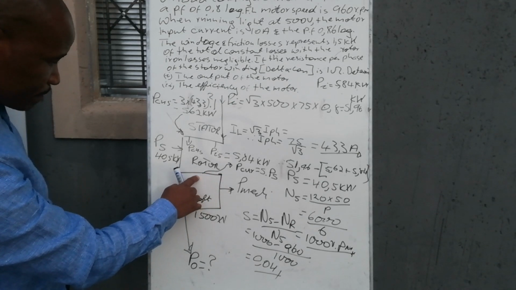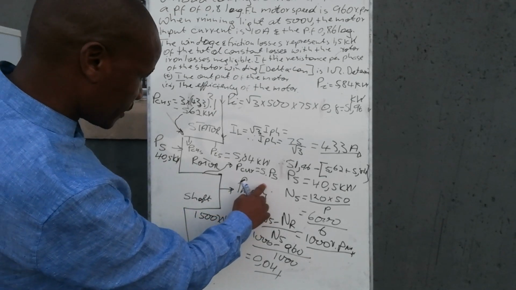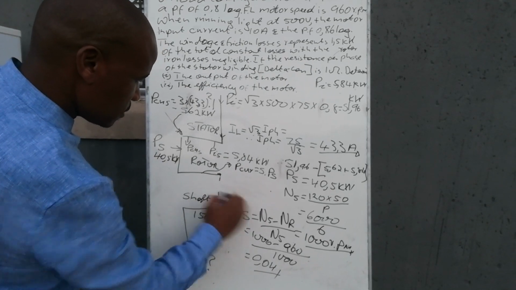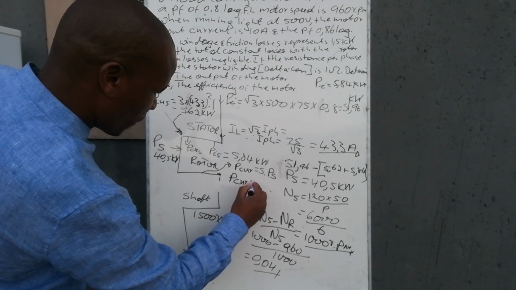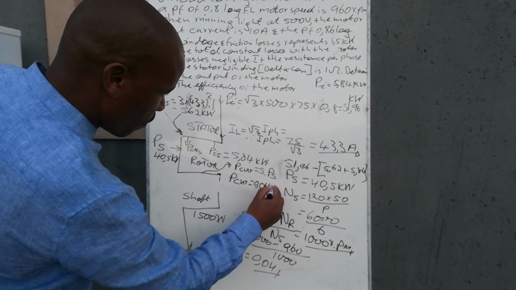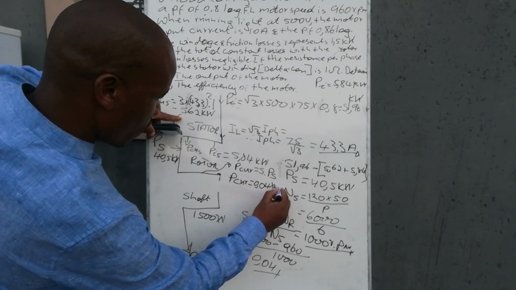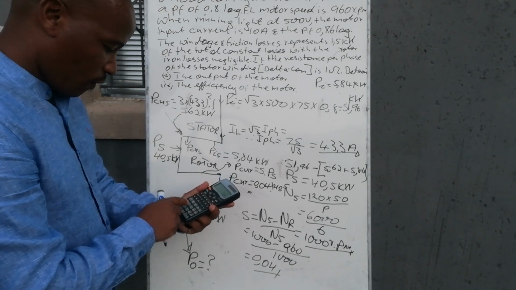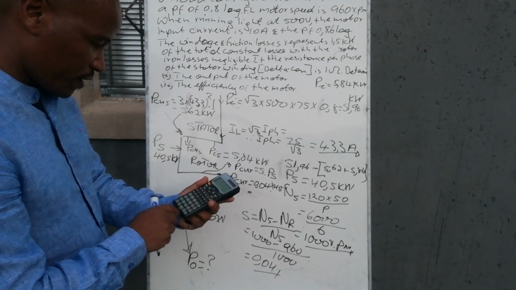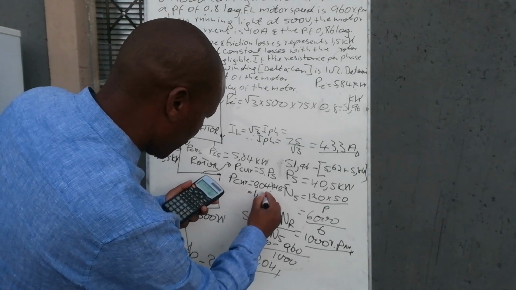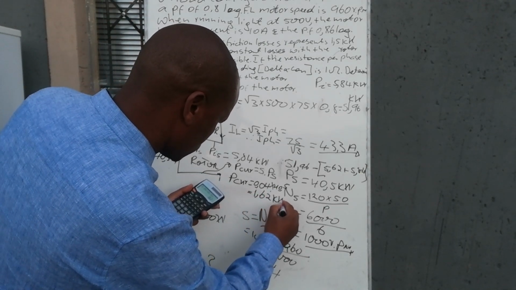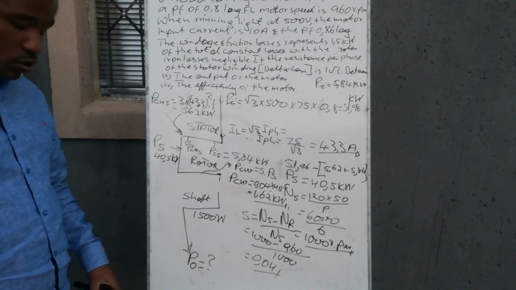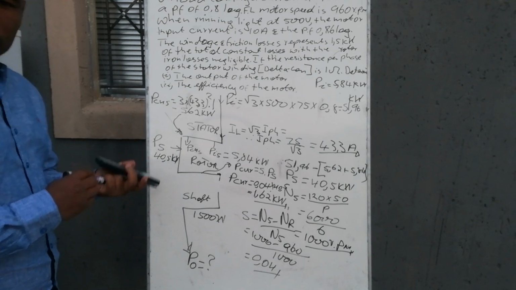Now that we have the slip, we can calculate the rotor copper losses. The rotor copper losses is 0.04 multiplied by the synchronous power of 40.5, and it's equal to 1.62 kilowatts. Why kilowatts? Because our synchronous power is in kilowatts. Now, this is a done deal.